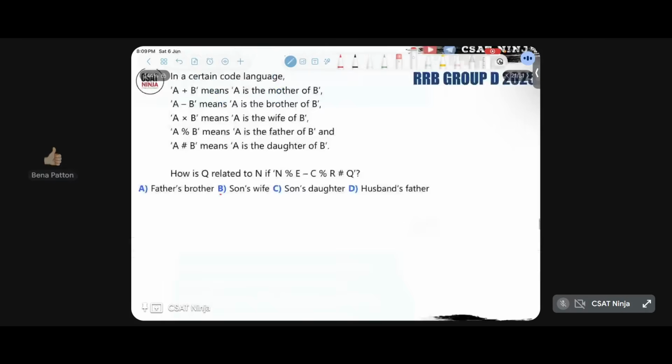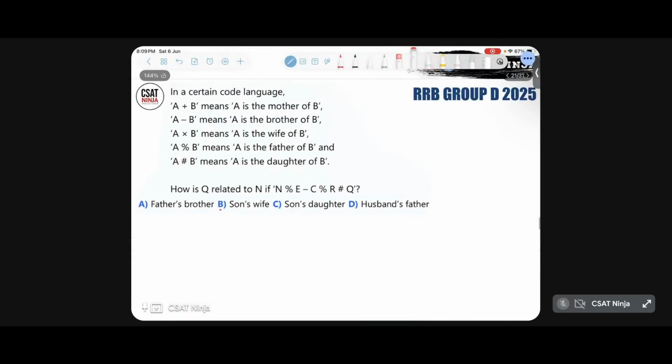Next one is, we have one more question here. It's an RRB Group D 2025 question. So same thing, let's look at the coding here. All the elements are same here. We are okay with the coding now. If it is interchanged, we need to keep it in mind. That's the only case there, okay? So now let's start with the statement. We need to find relation between Q and N there. Q and N. Now, let's start with N.